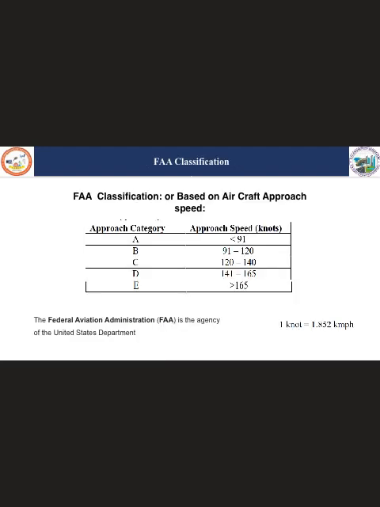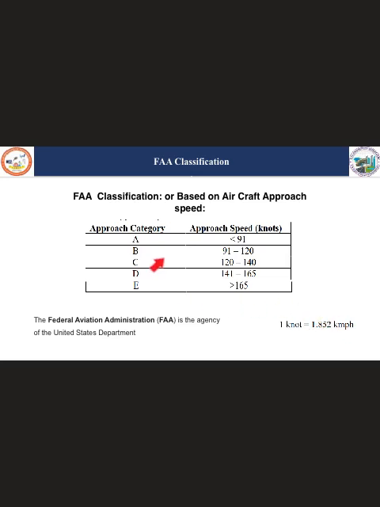The second classification is given by the FAA. FAA stands for the Federal Aviation Administration, an agency of the United States Department. It has given the airport classification as per the FAA. Airports can be classified as category A, B, C, D and E. Here the classification is based upon the aircraft approach speed. The approach speed is given in terms of knots, where 1 knot is equivalent to 1.852 kmph.